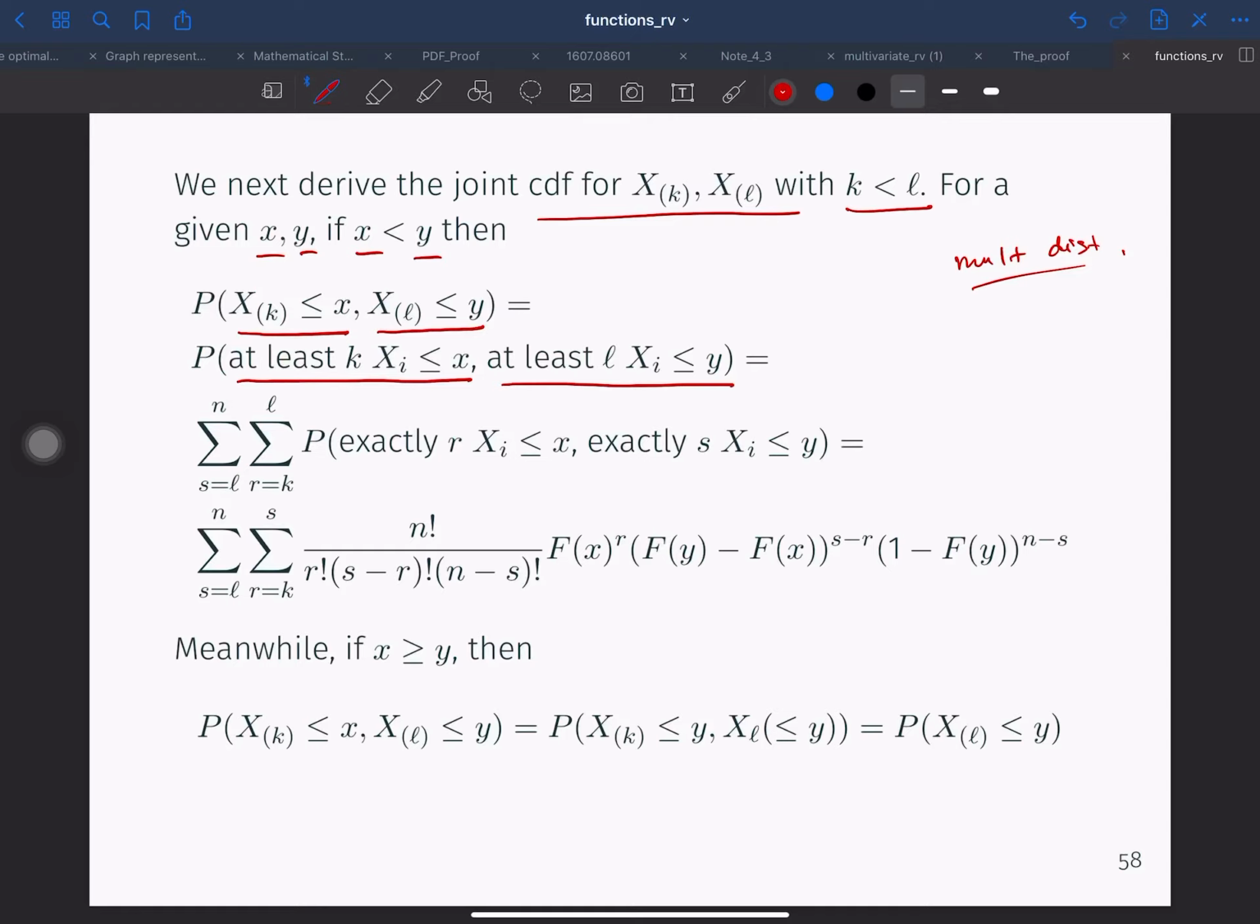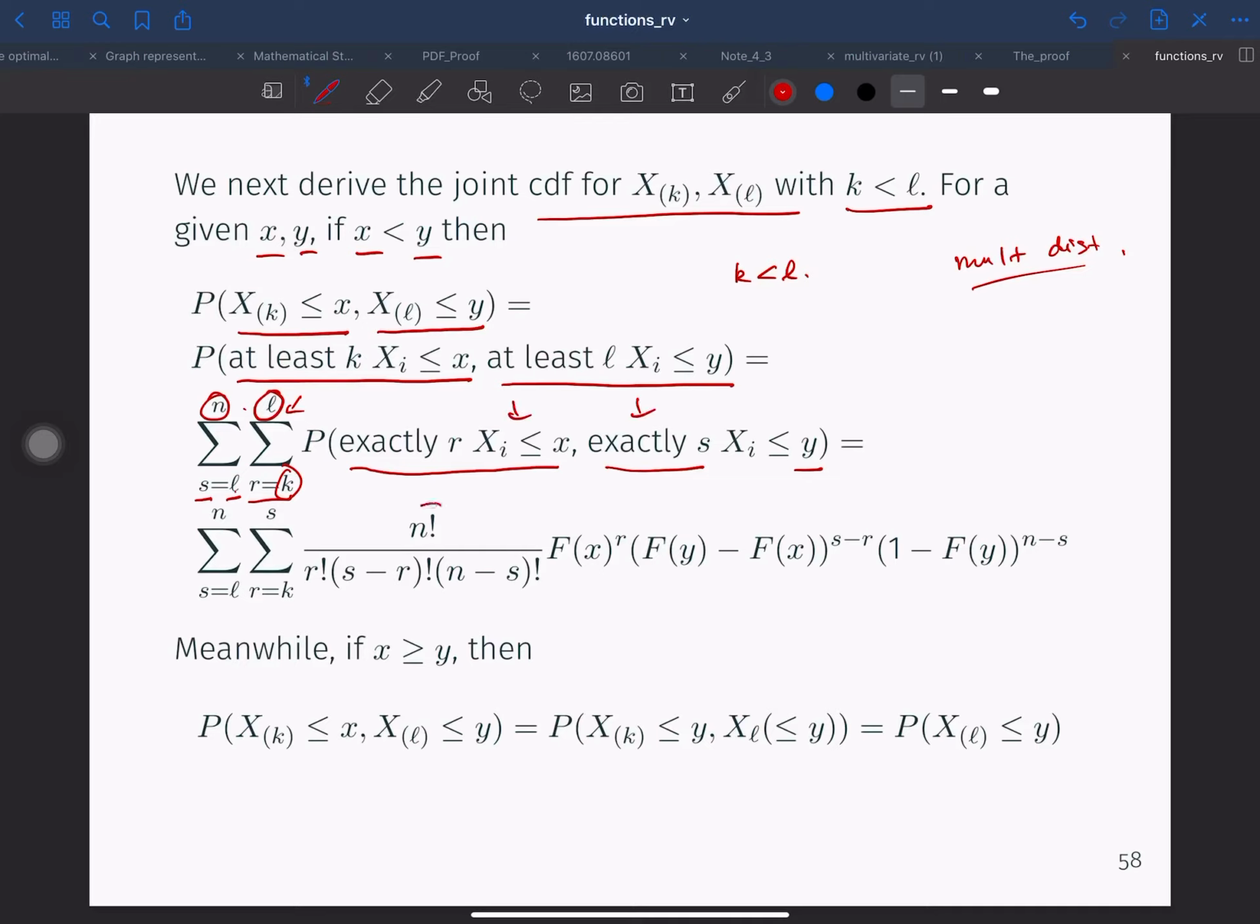And so at least k less than x, at least l less than or equal to y, you can think of it as a summation over r from k up to at most l, because k is less than l, and s can go anywhere from l up to n. So exactly r less than x, r can go anywhere from k up to l, and exactly s less than or equal to y, so s goes from l up to n. And each of these is a multinomial probability.